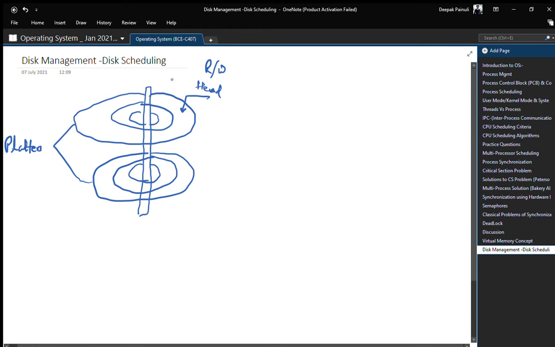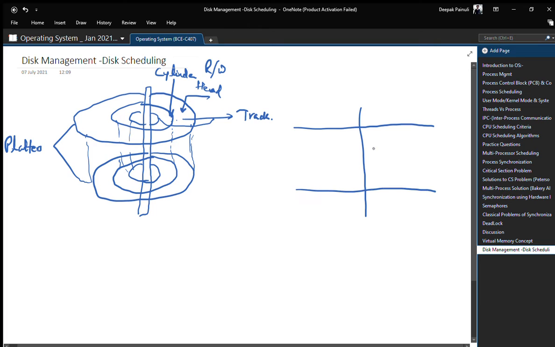And this one is known as the cylinder. This is the cylinder part. See, if we combine those cylinders by a dotted line, you will know why we call them cylinders. And these are the tracks. If we draw it and make a vertical cut, then you will understand better.